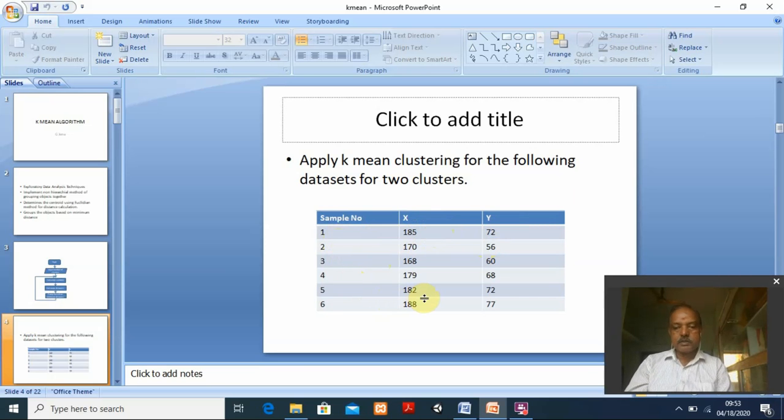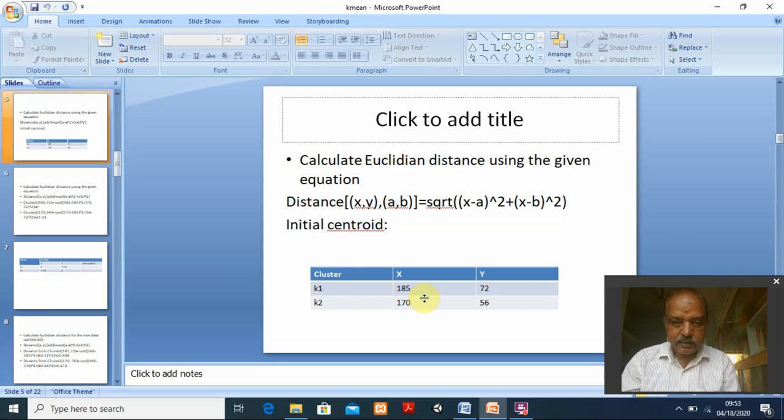We have 6 samples, and the coordinates are x-axis 185 and y-axis 72. All the things are there. Okay. Now let us calculate the Euclidean distance using the given equation. There is an equation for that. The distance between (x, y) and (a, b) is the square root of (x minus a) whole square plus (y minus b) whole square. So this is the thing we find there.